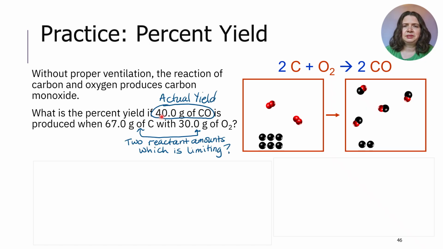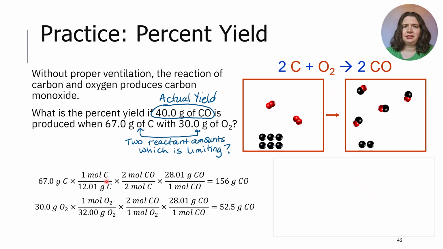Before calculating the percent yield, we first need to determine the theoretical yield. Since quantities of both reactants are given, we need to begin by identifying the limiting reactant. Calculate how much carbon monoxide could be produced from each reactant separately. If all 67 grams of carbon react, the calculation predicts 156 grams of carbon monoxide. If all 13 grams of oxygen reacts, the calculation predicts 52.5 grams of carbon monoxide.